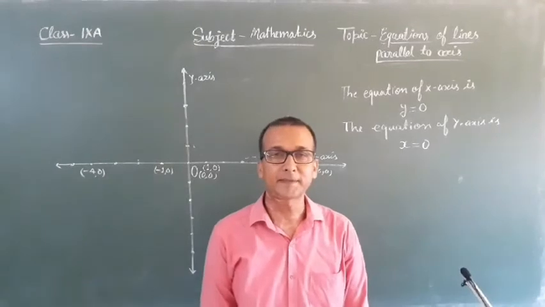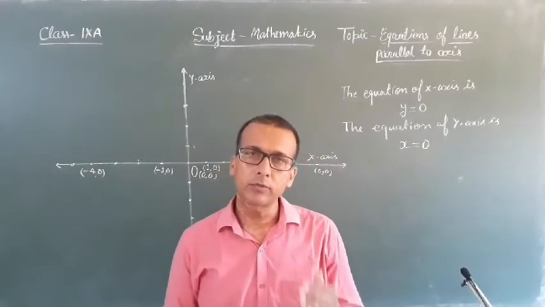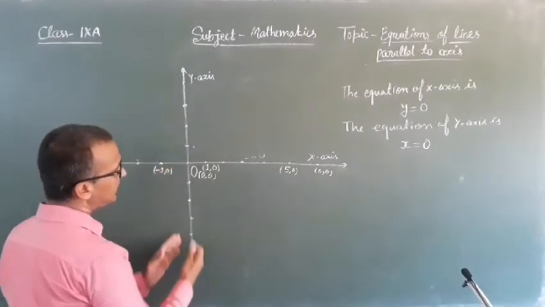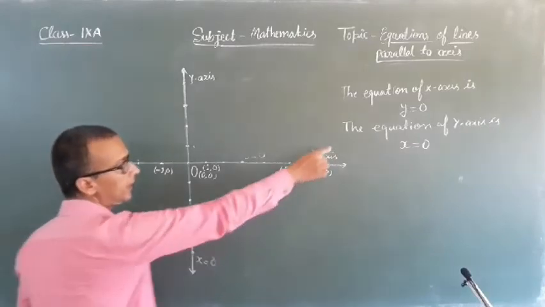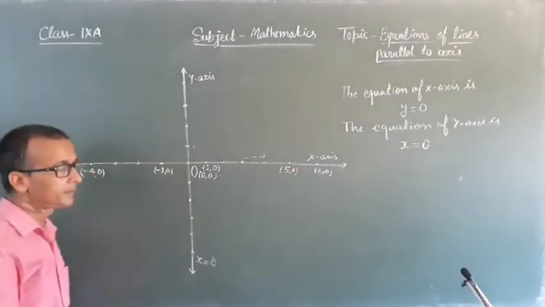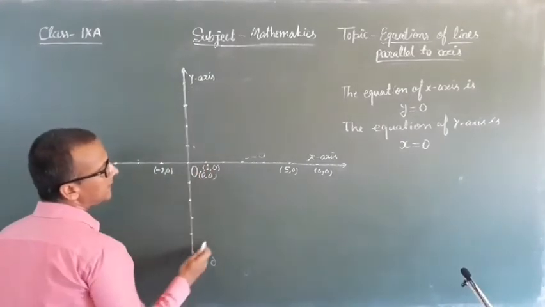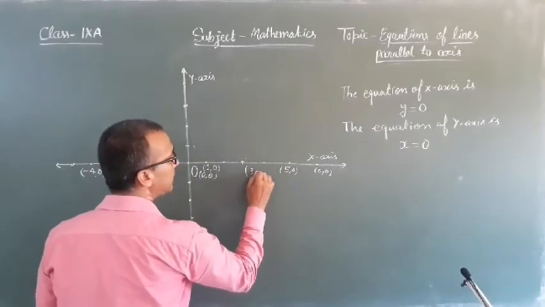Let us discuss a line parallel to y-axis. As we know, the equation of y-axis is x is equal to 0. We have discussed about it. Suppose a line which is parallel to y-axis passes through this point, (3, 0).